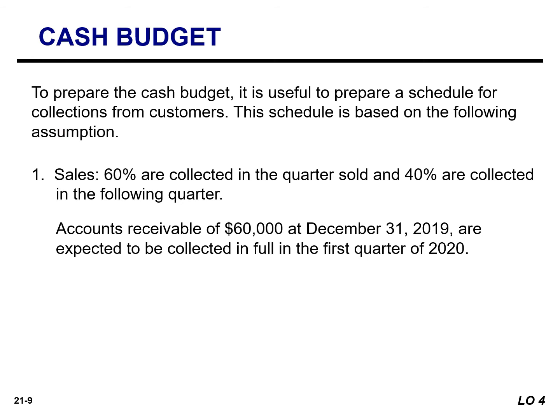To minimize detail, we assume that Hayes Company prepares an annual cash budget by quarters. To prepare the cash budget, it is useful to prepare a schedule for collections from customers. This schedule is based on the following assumptions. 60% of our sales are collected in the quarter sold, and 40% are collected in the following quarter. Accounts receivable is $60,000 as of December 31st, and it is expected to be collected in full in the first quarter of 2020.